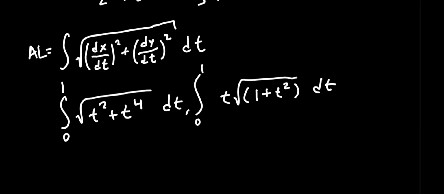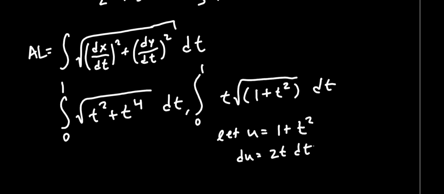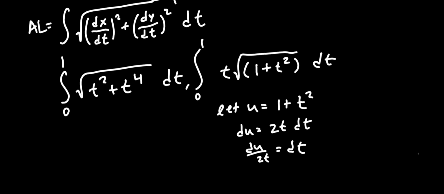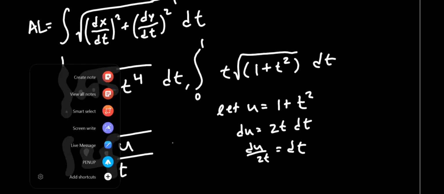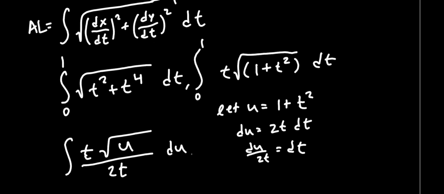So now we can apply our rules. Let's let u equal 1 plus t squared. Then du is equal to 2t dt, and so du over 2t is equal to dt. That means that when we rewrite our integral, we're going to have t times the square root of u, over 2t, and then this is all changed to du, which is our new integral.